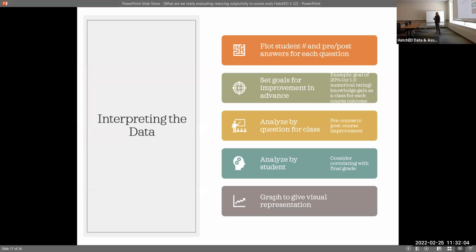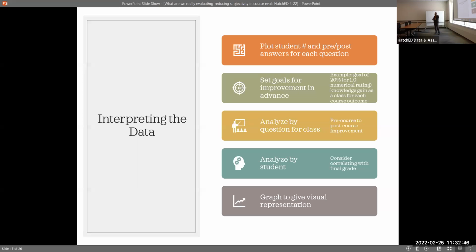So interpreting the data, what do you do with the information once you get it from the knowledge survey? Well, what I like to do is I like to plot the student answers pre and post for each question. And I usually just use a simple Excel spreadsheet because I am not a statistician, not my strength. I don't like stats. I want to keep it to a minimum, but I do use an Excel spreadsheet. I plot the pre-scores per student and per question. And then I have a final category for all students combined on that particular question. So an average score for all students.